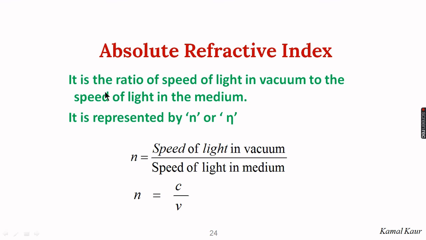So we define absolute refractive index as the ratio of the speed of light in vacuum to the speed of light in the medium, and we denote absolute refractive index with the symbol n or mu. For the speed of light in vacuum we use c, and v is used for the speed of light in a medium. Thus the formula for absolute refractive index is n = c/v.